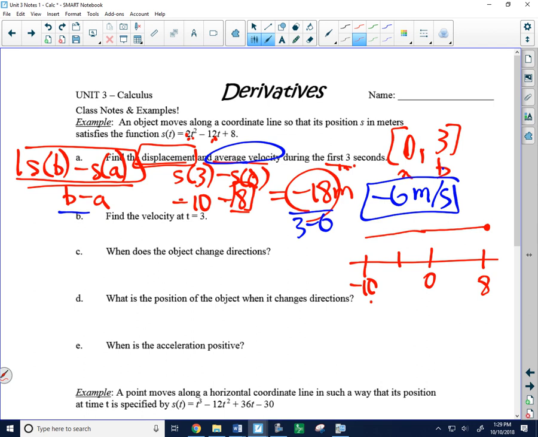I'm just going to finish up the last ones on here. Thoughts on A? Find the velocity. That implies instantaneous rate of change. If I want an average, I'd say so. So this implies instantaneous, which is a derivative. So this wants the v of t, which is the velocity function. It's the derivative of position. So it is 4t minus 12.